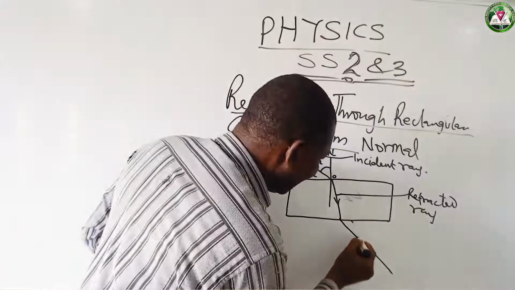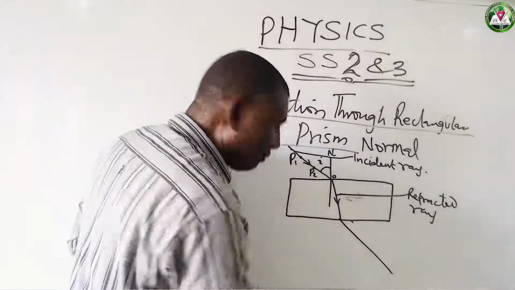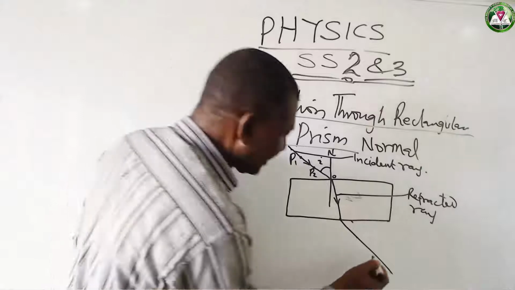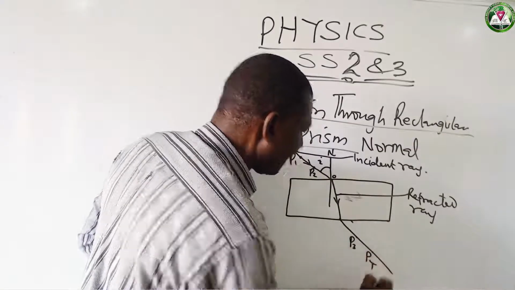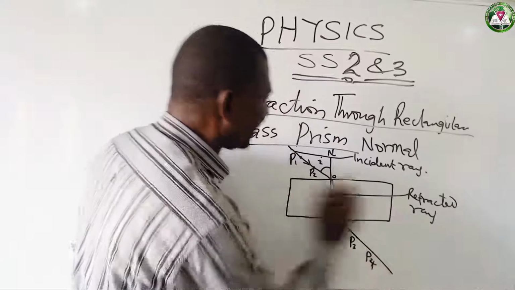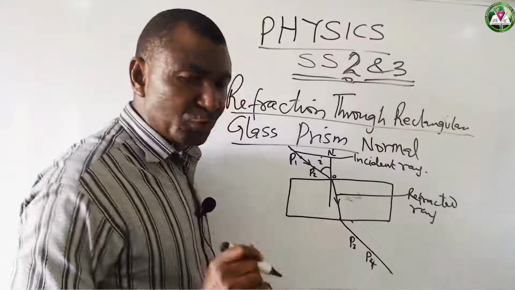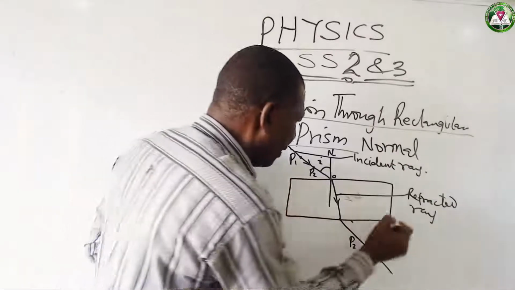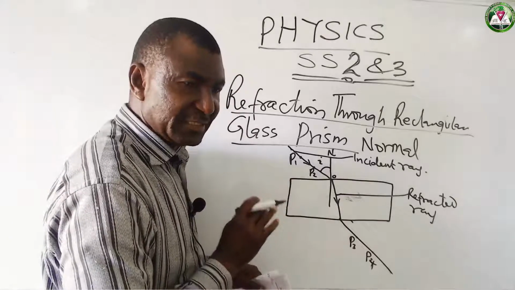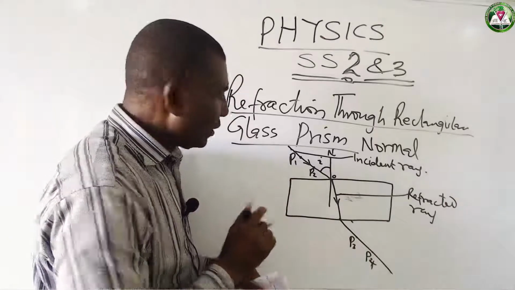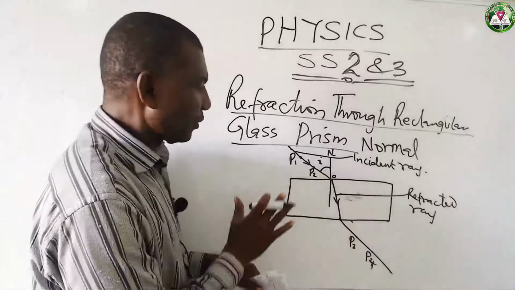So you now place your pin. By the time you view it, you see that they appear to be on a straight line. After you fix your two optical pins, which will be P3 and P4, you remove your glass prism. Before you do this, you will trace the shape of the glass prism on your sheet of paper. That's why I say it's practical work. It's a technical work. You place it and trace the edges. It will appear like this.